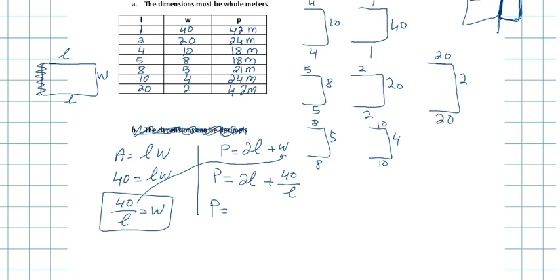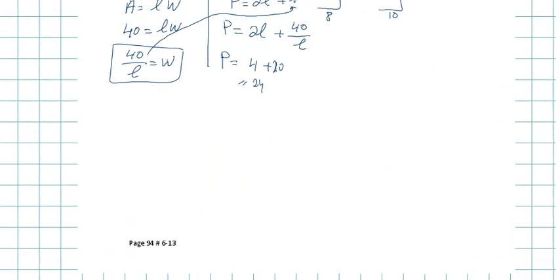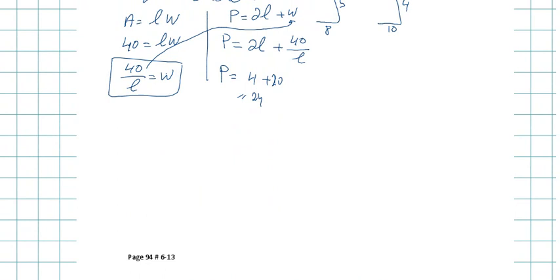If I plug in L equals 2, then 2 times 2 is 4, plus 40 divided by 2, so that's 20. So 4 plus 20 is 24. So I found this answer. Do you guys understand that?